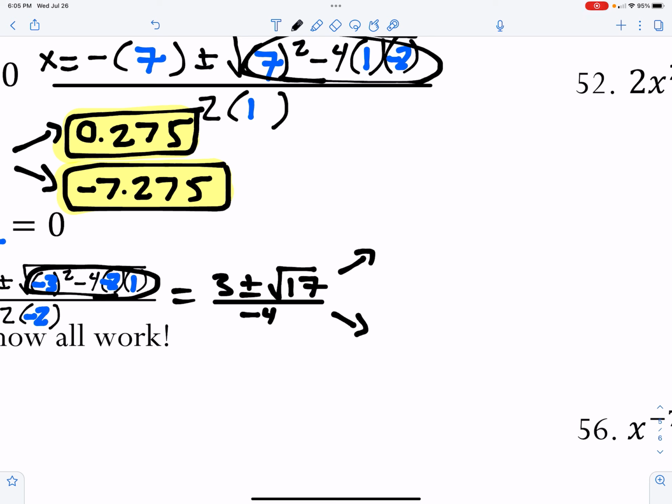So positive 3 plus the square root of 17 divided by negative 4, okay, is about negative 1.78. Okay, and then on the bottom, if we go 3 minus the square root of 17, divide that by negative 4, we get 0.28, positive 0.28.